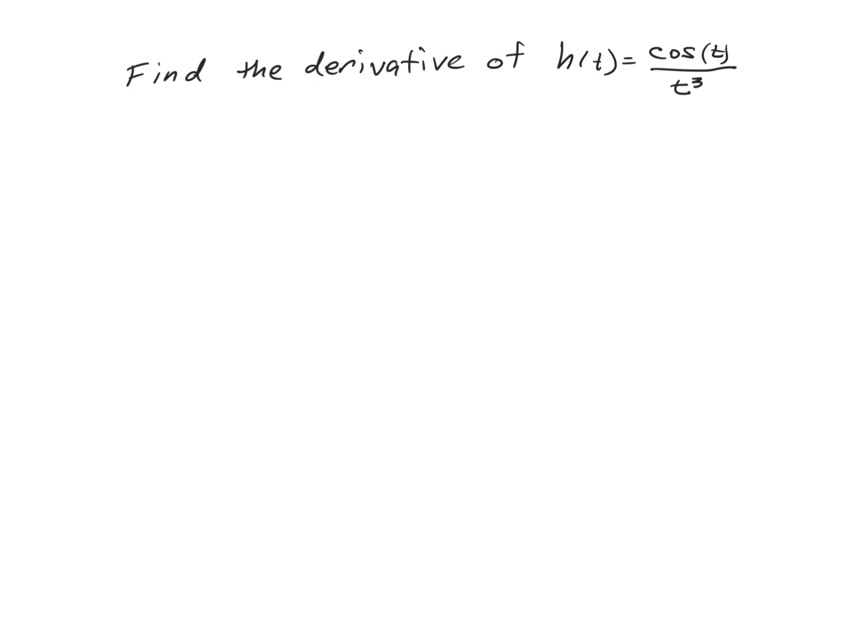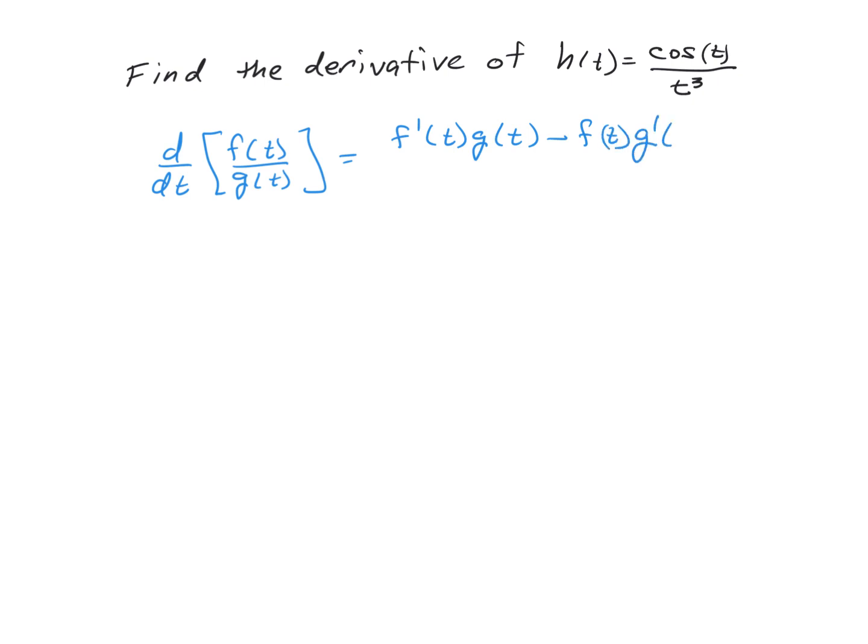So just to remind everybody of the quotient rule, the derivative of a quotient f of t divided by g of t is going to be the derivative of the top function times the denominator, the bottom function, minus the top function times the derivative of the denominator, which is g prime of t, divided by our denominator squared. So again, that is our quotient rule.